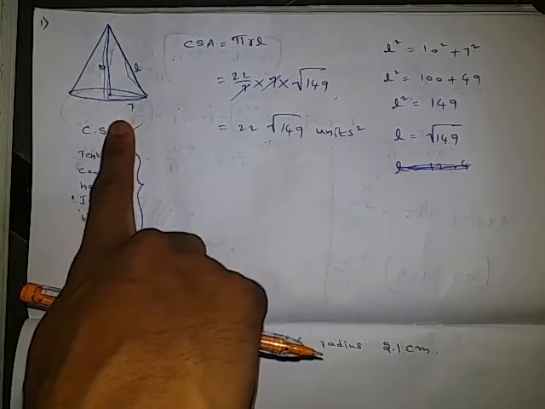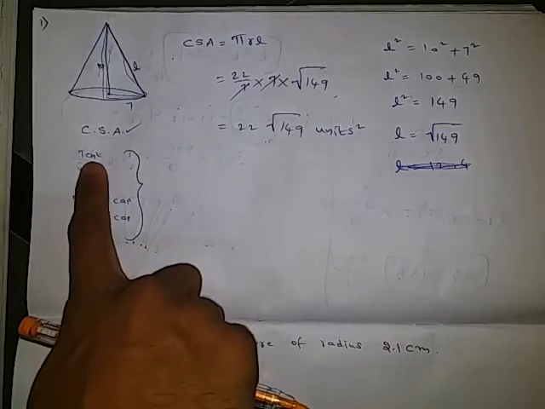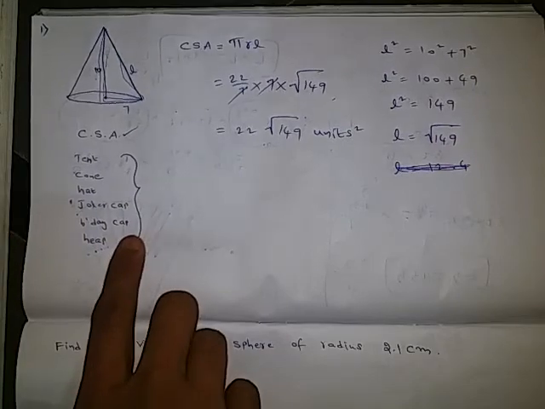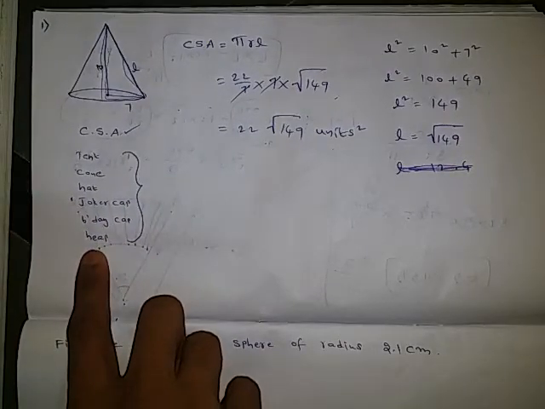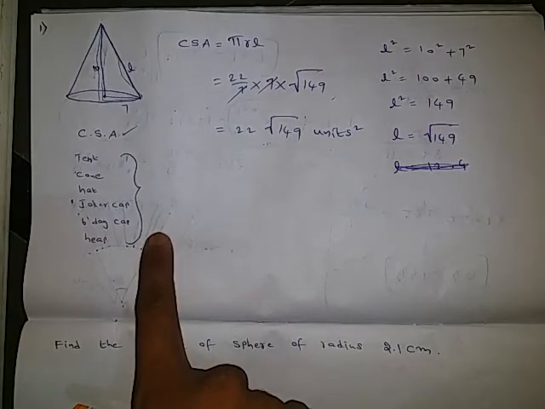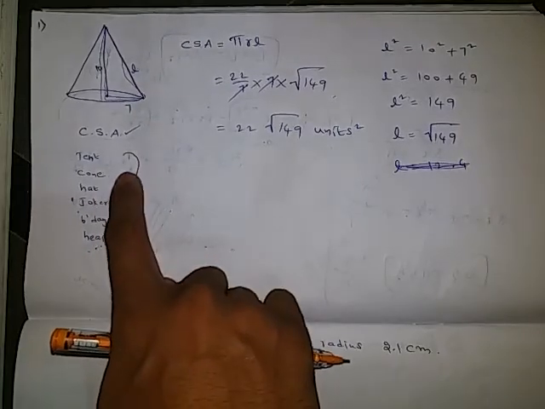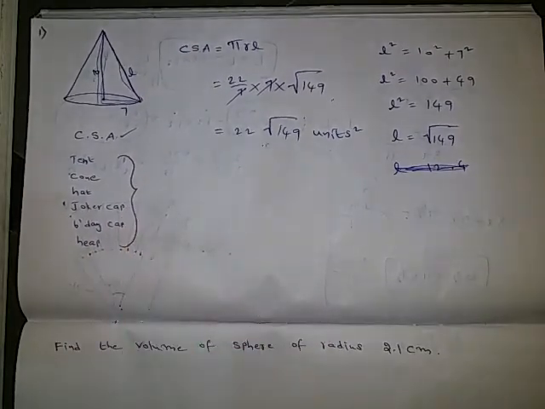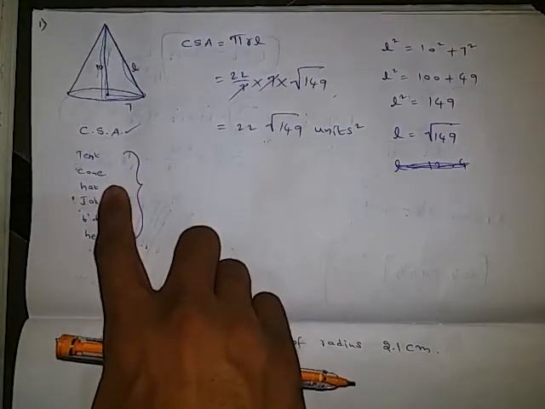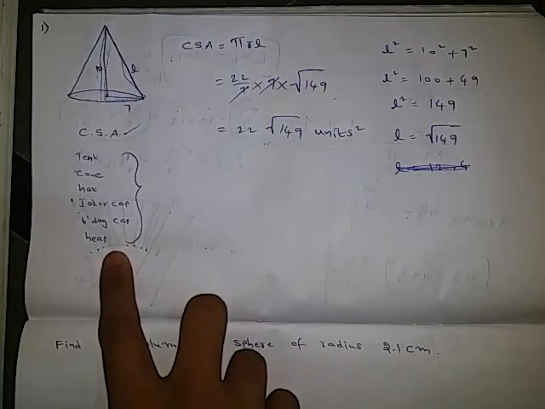But in case they won't mention the figure or if they didn't give the figure, then what? Tent, cone, hat, joker cap, birthday cap, heap of rice. These all figures are considered as conical shapes only. These all figures will be in the shape of a cone only.